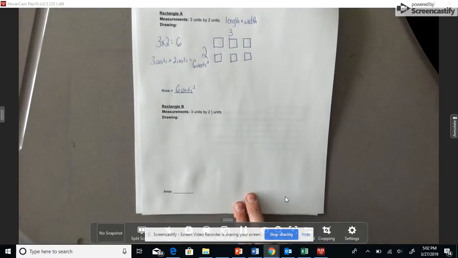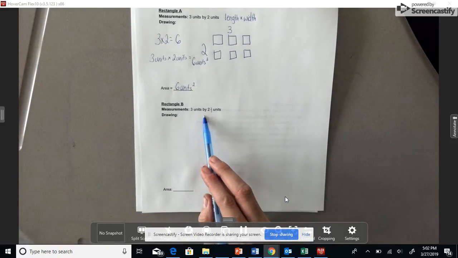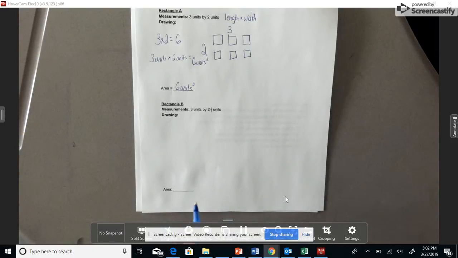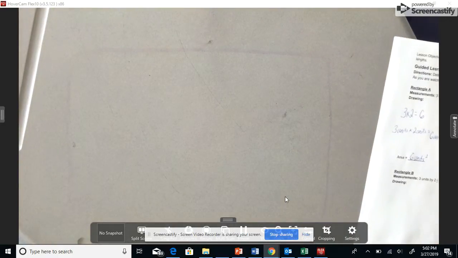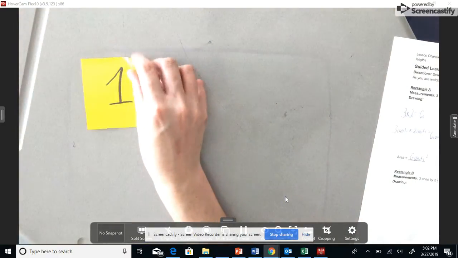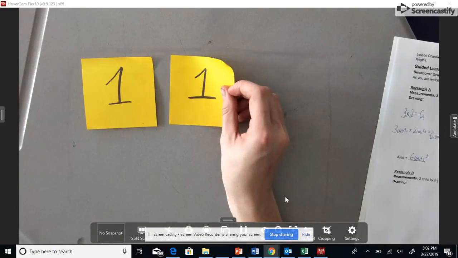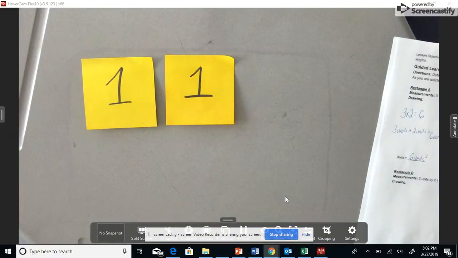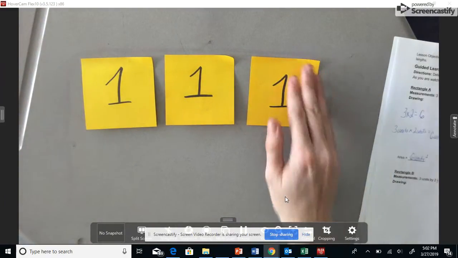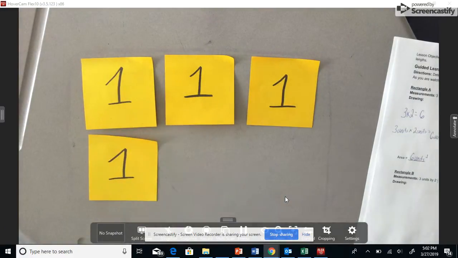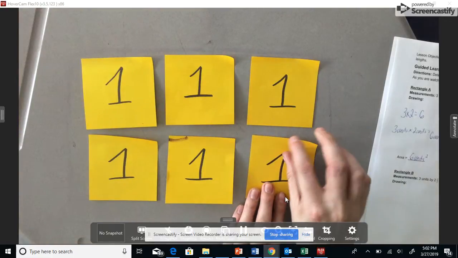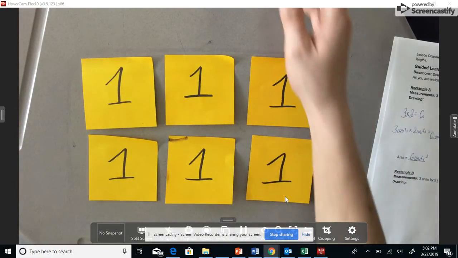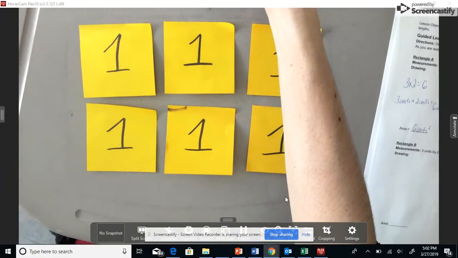Let's move down to rectangle B. We have 3 units by 2.5 units. I'm going to model this with sticky notes again, but you don't have to. We'll draw this in a minute. So once again, we have 3 units going across. We're going to have 2 units going down. And then this extra half, move this down.